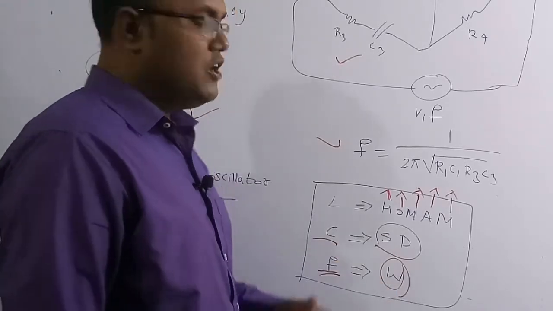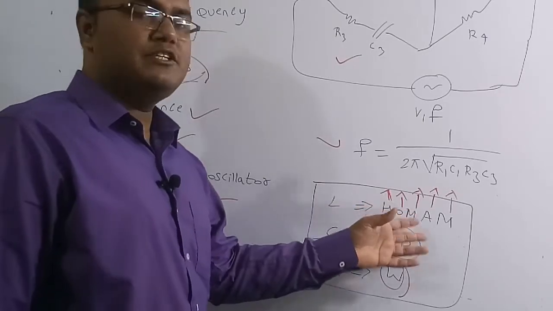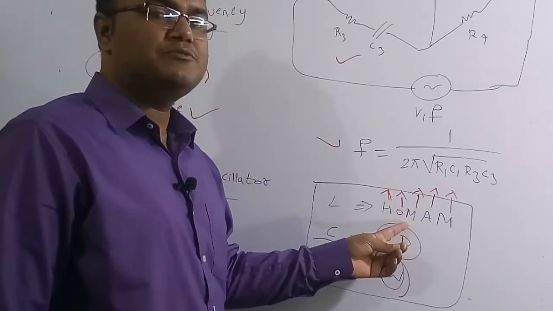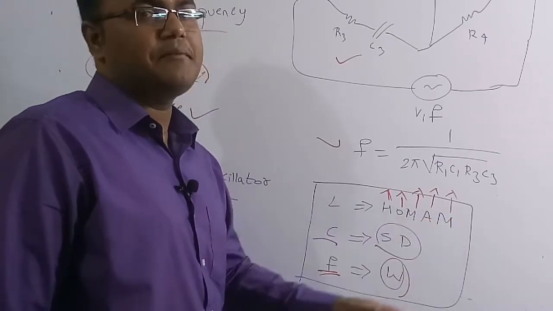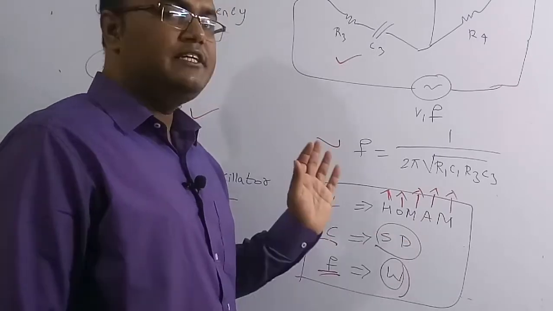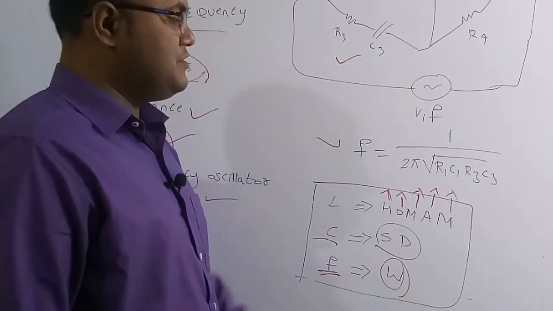Frequency means Wien's bridge. The inductance of a given circuit can be measured by these 5 bridges, which are OHM, the shortcut to remember: Hay's bridge, Owen's bridge, Maxwell inductance bridge, Anderson's bridge, and Maxwell inductance capacitance bridge. For the capacitance, we measure by the Schering bridge and the De Sauty bridge, and for the frequency, we measure by the Wien's bridge.